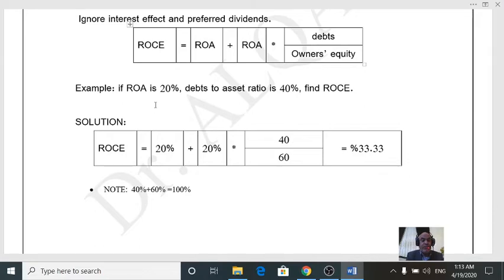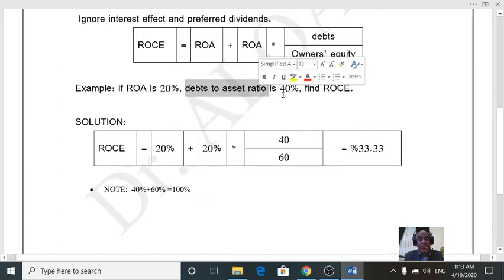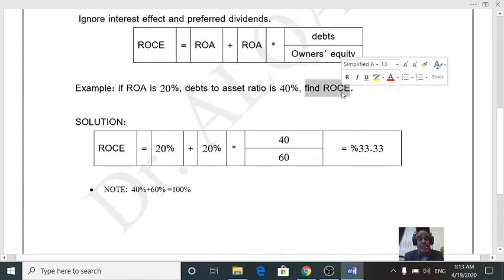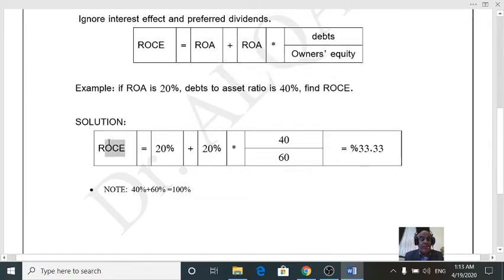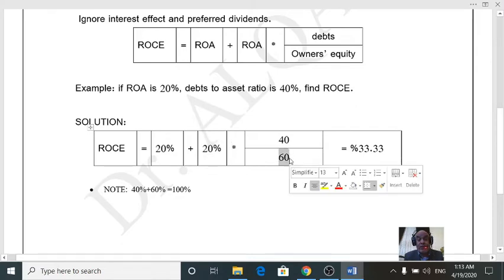So we have the following short example. If return on assets is 20% and debt to asset ratio is 40%, find the return on common equity. As you know, my student, if we apply these numbers to the last equation here, we have the following. Return on common equity equals what? Equals 20% return on assets plus 20% multiplied by 40 over 60.